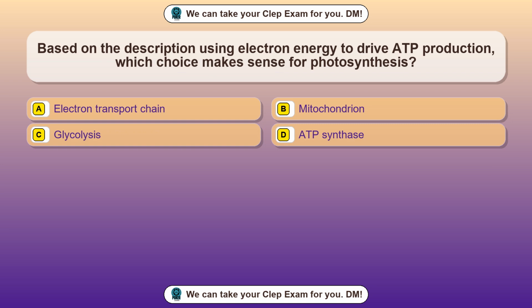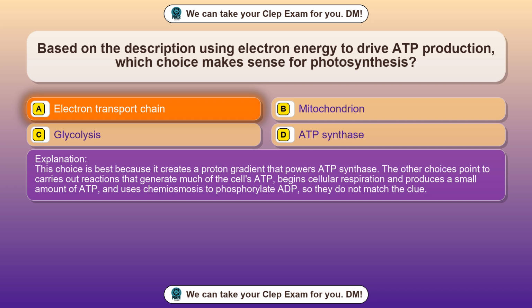Question 21. Based on the description using electron energy to drive ADP production, which choice makes sense for photosynthesis? Option A, electron transport chain. Option B, mitochondrion. Option C, glycolysis. Option D, ADP synthase. The correct answer is option A, electron transport chain. This choice is best because it creates a proton gradient that powers ADP synthase. The other choices point to carries out reactions that generate much of the cell's ADP, begins cellular respiration and produces a small amount of ADP, and uses chemiosmosis to phosphorylate ADP, so they do not match the clue.